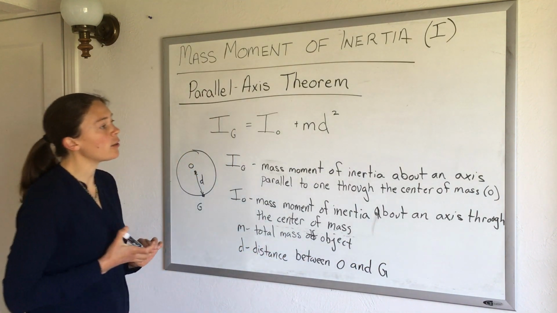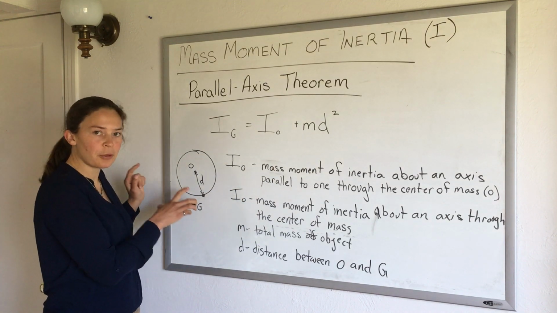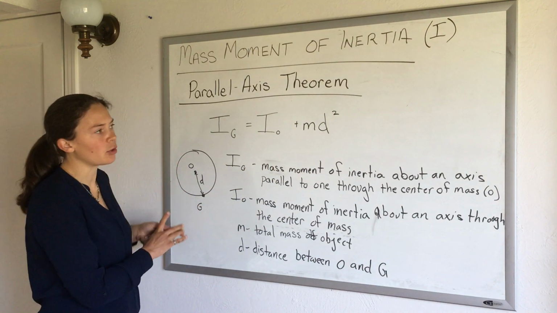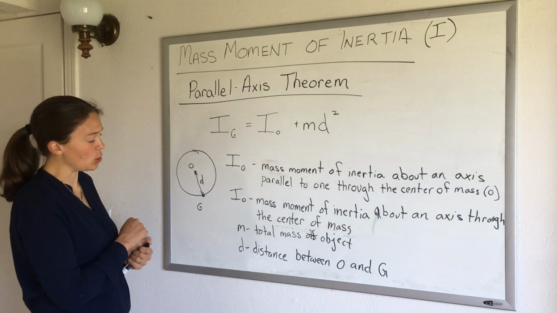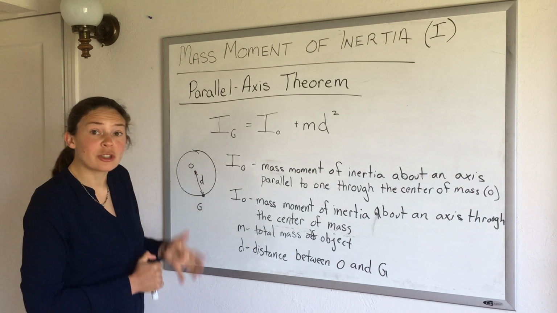So be careful here, even though this is D, in my little example that I drew up, it's actually the radius, not the diameter. So don't let that D notation confuse you. And then just making sure it's through the center of mass, again, is super important.